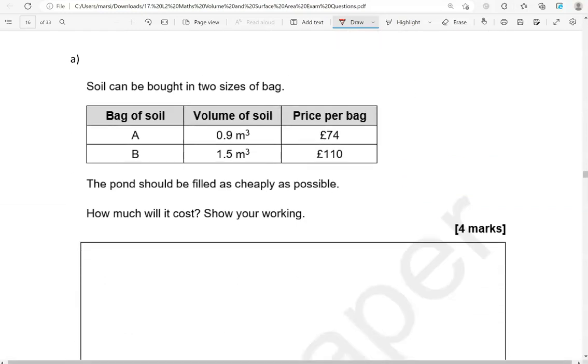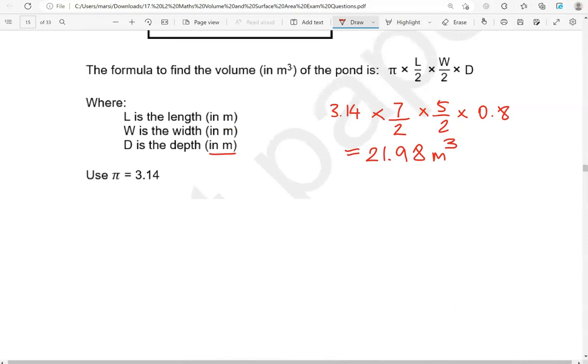Soil can be bought in 2 sizes of bag. For A, volume of soil 0.9 cubic meters, price per bag £74. We've got B, volume of soil 1.5 cubic meters, price per bag £110. The pond should be filled as cheaply as possible. How much will it cost? Show your working. So we've got the volume that we worked out, which is 21.98 cubic meters.